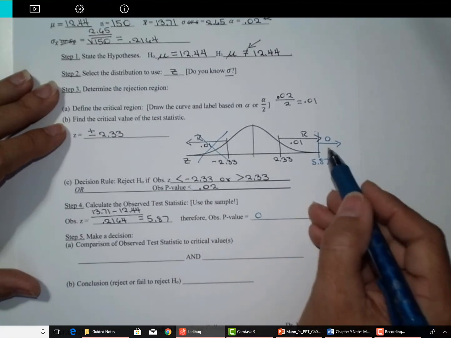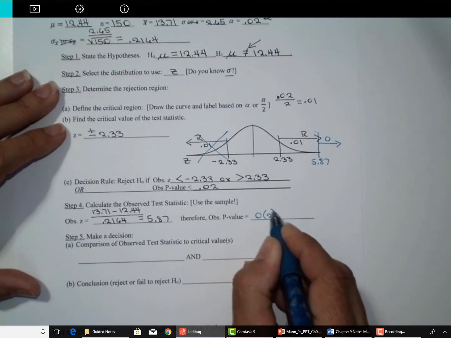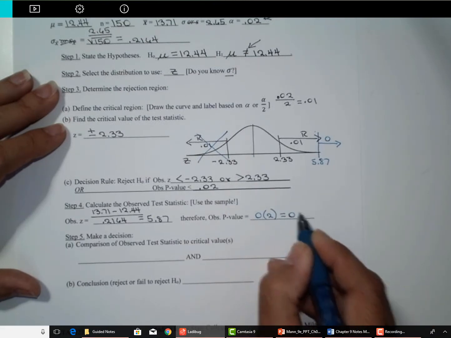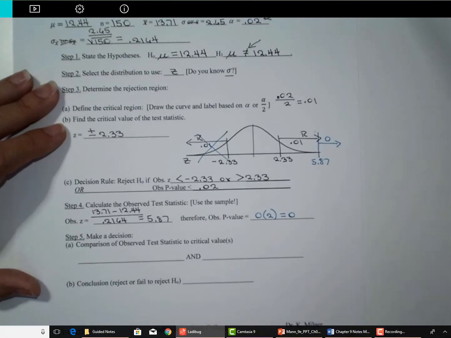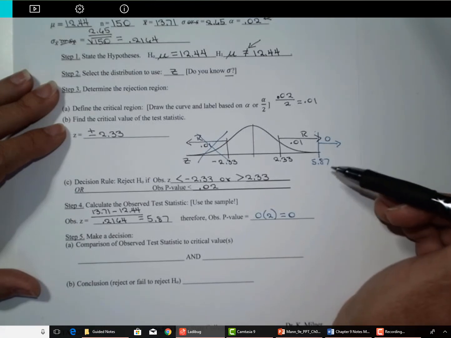Now, because it's a split-tail test, I would have to multiply that observed p-value by 2 to get the total, but 0 times 2 is still 0. So my observed p-value is 0. My test statistic gave me a z of 5.87.